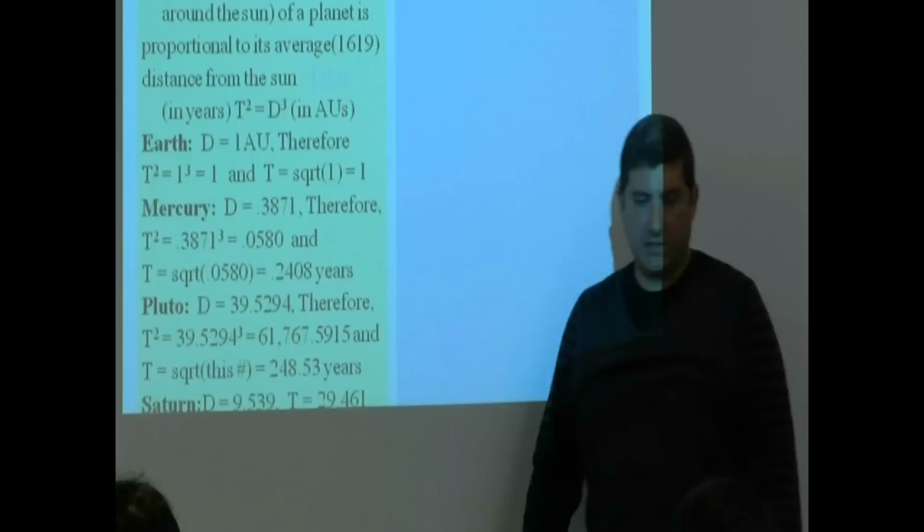Saturn. The distance of Saturn is 9.539. The period is 29. See if you can test it. Use your calculator and see if you can get the same answer as what I have.